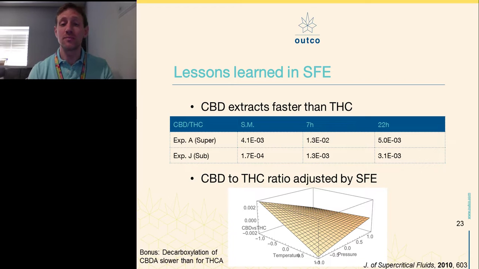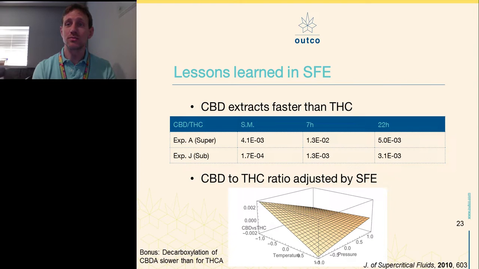Also, we can look at CBD to THC behavior, because CBD, while it is an isomer of THC, so it has the same amount of atoms in the molecule, it does behave different in CO2. It actually extracts faster, so it's more soluble. And again, I look at our ratios in the starting material after a short time and after a long time, and you see that the ratio increases in favor of CBD, and then eventually comes back to the starting material ratio. So again, we can use this to adjust the ratio.